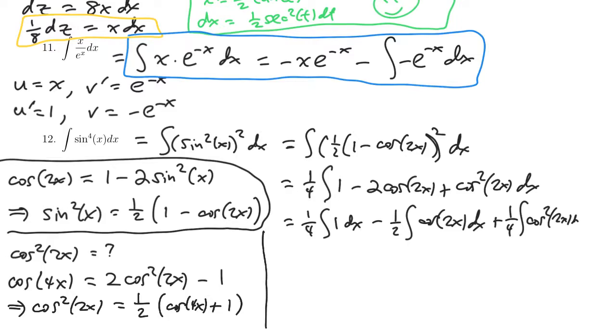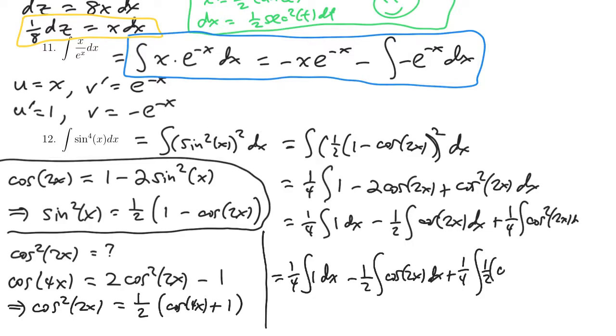So what I eventually will have here is 1/4 times the integral of 1 minus 1/2 times the integral of cosine 2x plus 1/4 times the integral of 1/2 times cosine of 4x plus 1. So it requires that I use the double angle formula twice, once in terms of x and twice x, and then the second time in terms of 2x and twice 2x. But eventually I'll have this down to integrals that each are not hard to do.